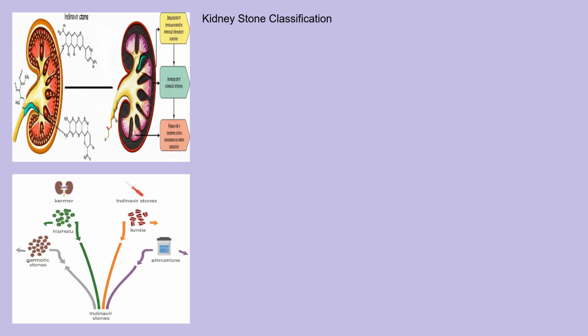While kidney stones are often classified by their chemical composition, calcium oxalate, uric acid, etc., Indinavir stones specifically are classified simply as Indinavir stones due to their unique etiology. The classification is important because it directly influences the treatment approach, as some treatments that work well for other types of stones may be less effective for Indinavir stones.